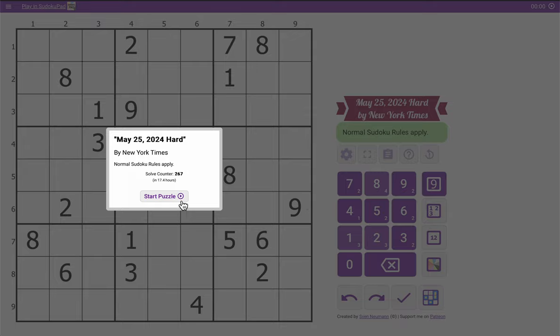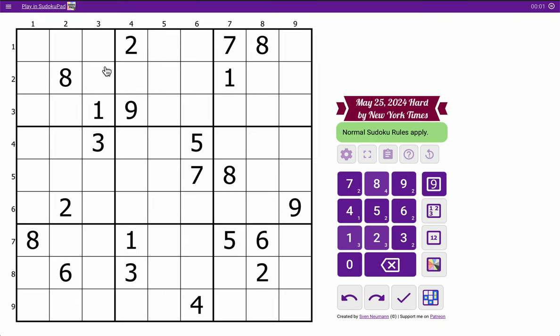Hi everyone, let's try the New York Times Hard Sudoku. It's Saturday, March 25th, and I can start by putting an 8 in one of two spots in box 2, row 3, and a 1 in one of two spots in row 1 of box 2.